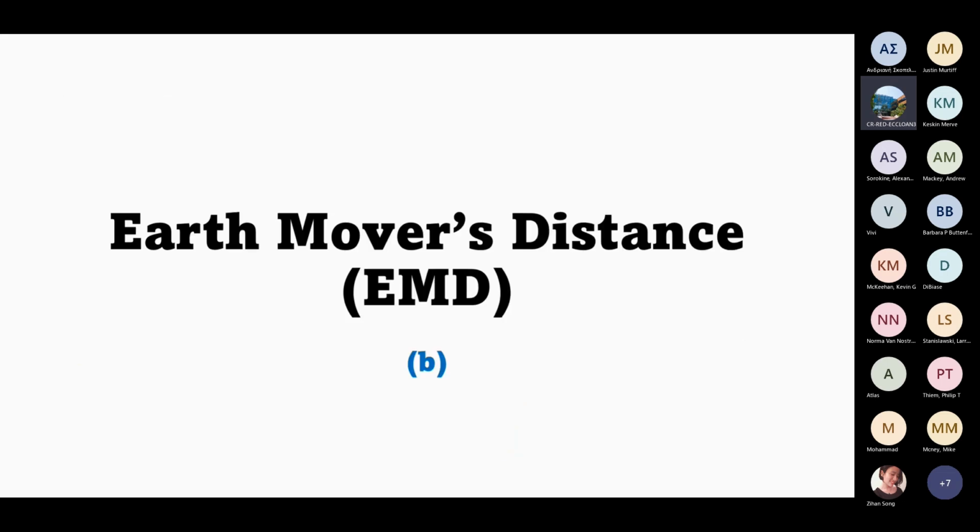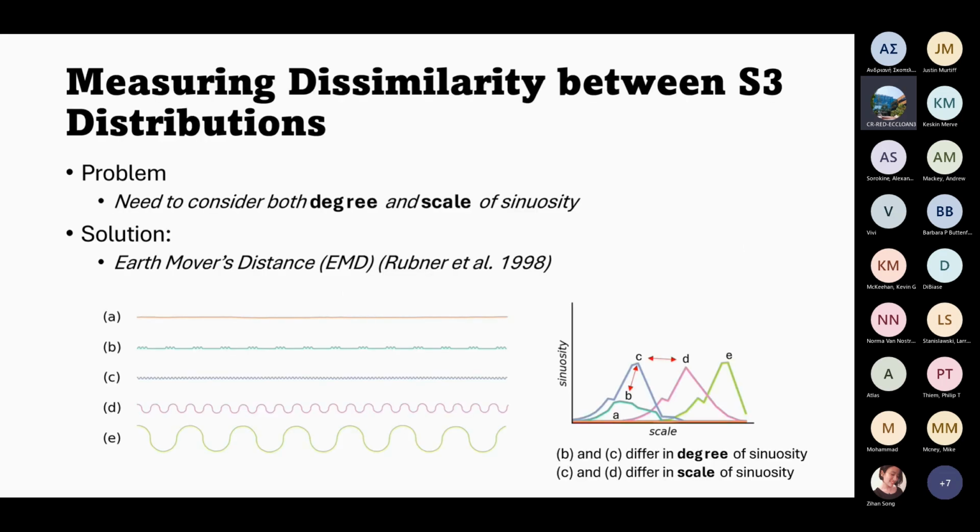Now, in order to support adaptive feature generalization, we want to use this, at least in the initial phase, to classify streams based on their morphometry. And to support classification, we need a measure of dissimilarity between features. The problem is that we need to capture differences in both the degree of sinuosity and the scale of sinuosity, and ordinary dissimilarity metrics like the Sorensen metric or the Jaccard index don't do that.